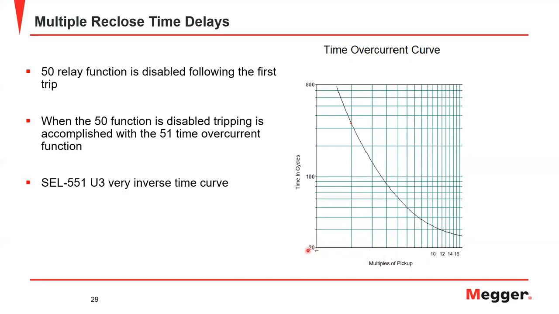So if we have a pickup set on 10, this becomes 2 times 10 for 20 amps, 3 times 10 for 30 amps, etc. As far as your predicted time goes, if this is 100, this is 800, that becomes 200, 300, a little over 300 cycles to trip. Okay. This is based on a Schweitzer 551 U3 very inverse time curve.